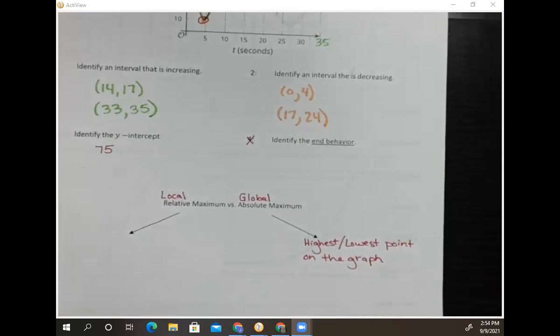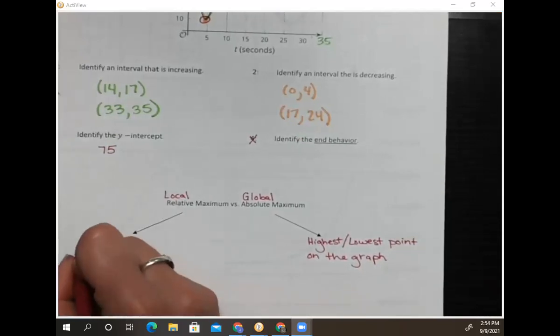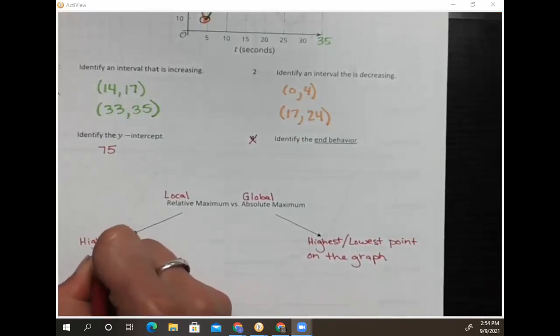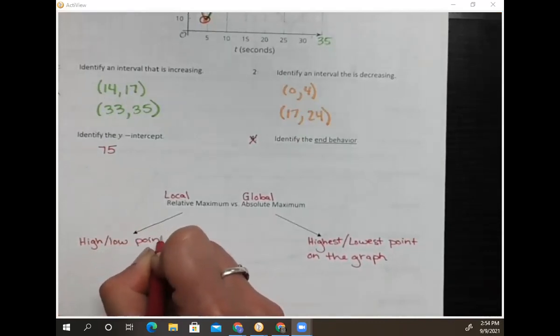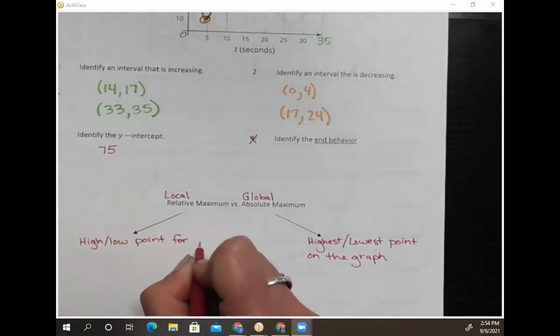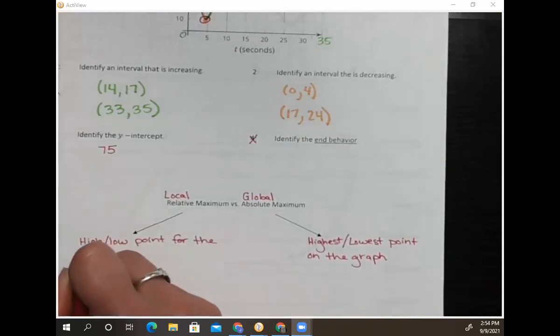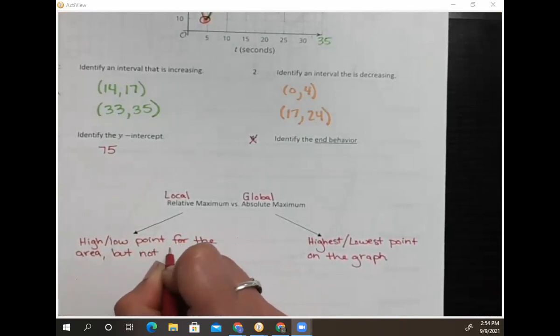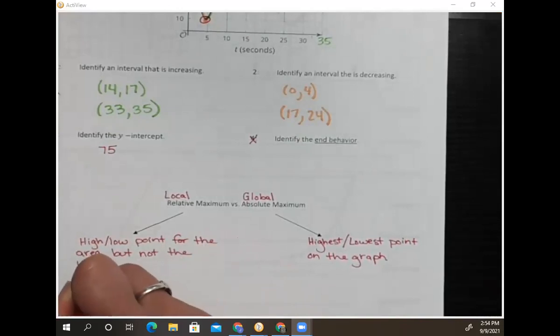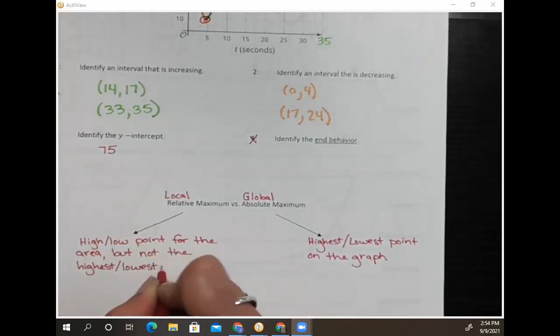Okay, highest or low point for the area. It's a high or low point for the area, but not the highest or lowest on the graph.